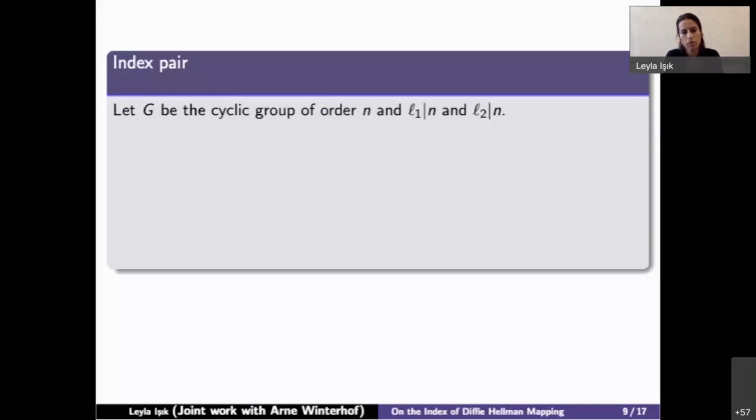For the bivariate Diffie-Hellman mapping, first I have to define the index pair. So what does index pair mean?